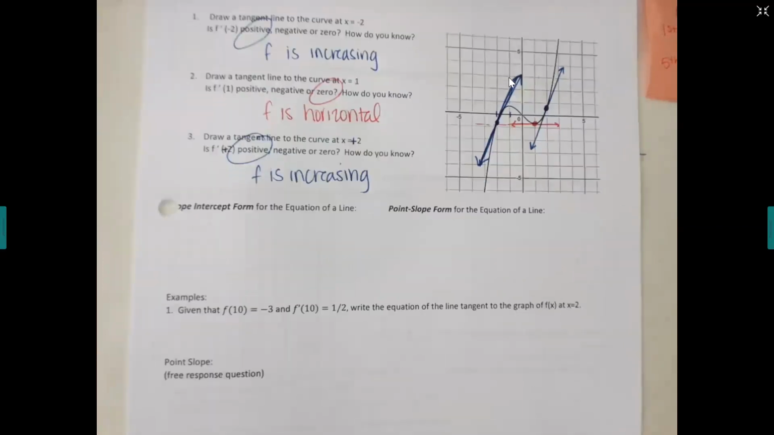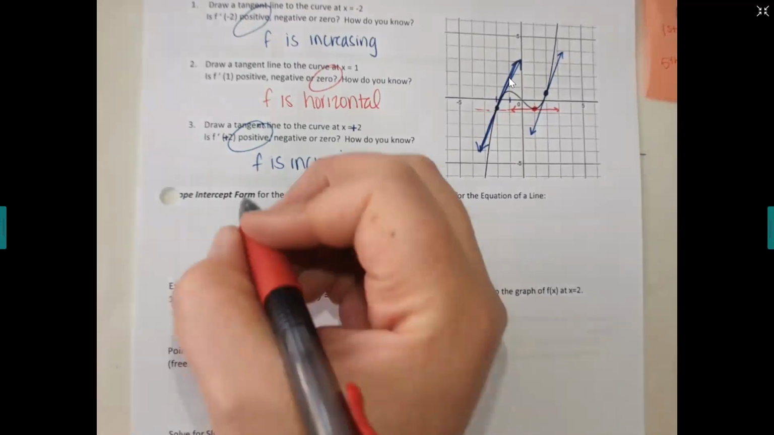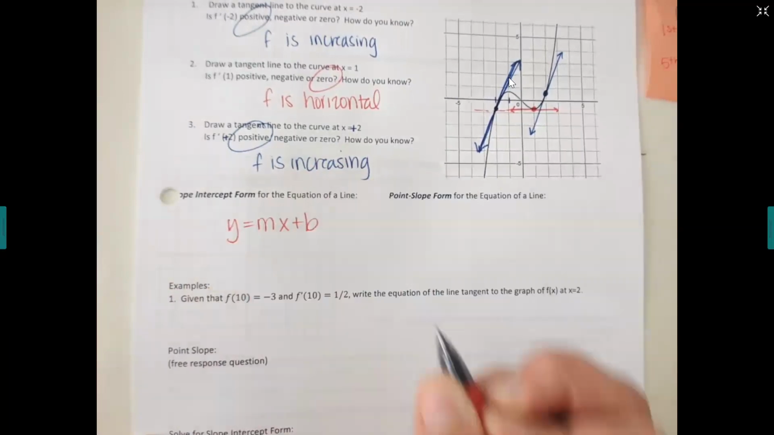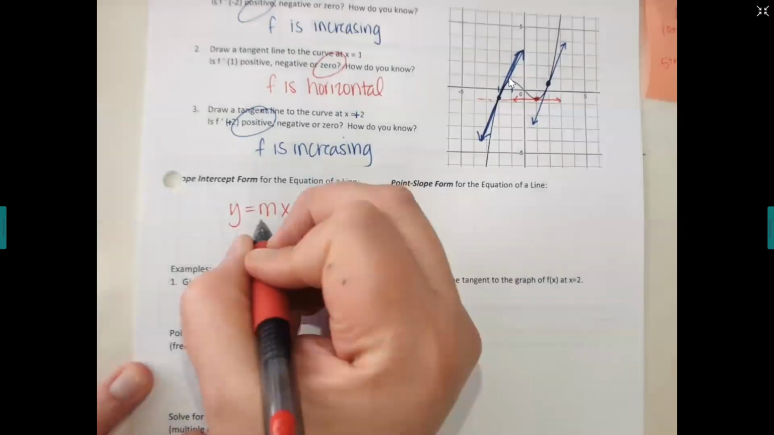All right, so what we're doing today is we're going to write the equation for the little tangent lines that you just drew. There are two forms for the equation of a line. The first one is y equals mx plus b. This is the one people usually remember a little bit easier. What does the m stand for in y equals mx plus b? Starts with an s. Slope.